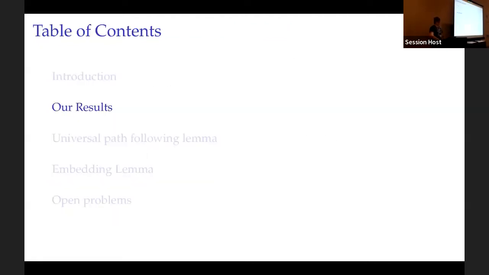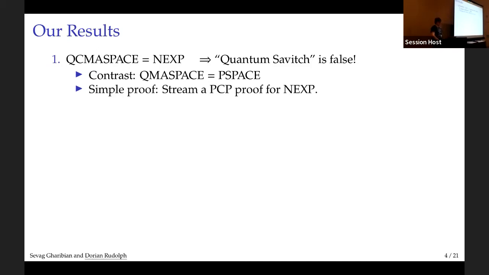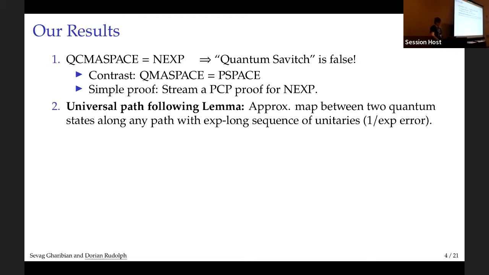So let's go over our results. The first main result is that QCMASPACE is equal to NEXP. So we can say quantum Savitch is false, because it's not equal to PSPACE, like NPSPACE. In contrast, QMASPACE is equal to PSPACE. For our result, there's a simple proof, namely just streaming a PCP proof for NEXP.